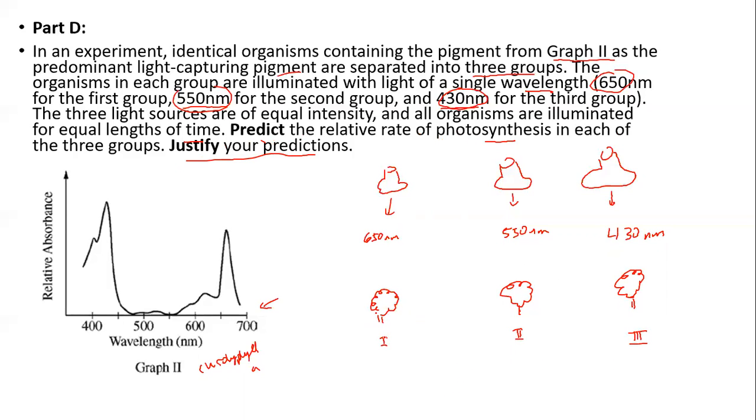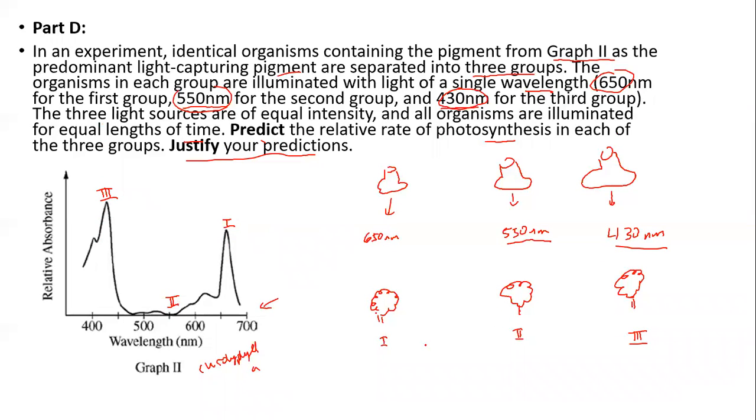So if you look through this at group number 1, group 1 is going to be given 650 nanometers of light. So I'll just label this one right here as group 1 on my graph. Group number 2 is given 550 nanometers of light. So right around here, that's where my group 2 is going to fall. And then if you look over here, 430 is right around here. That's where your group 3 is going to be.